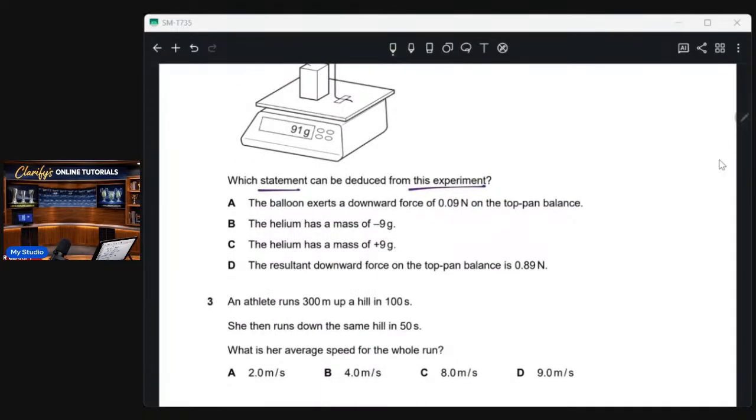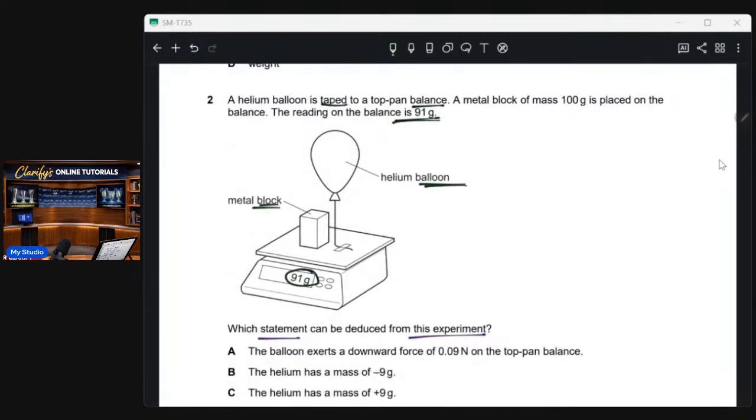Now, here, the statement, so the reading here is 91 grams. And they say there's a helium balloon and the metal block has 100 grams of mass. So this metal block, its mass is 100 grams. But then they say the reading on the balance is 91 grams. So we will need to know what has happened.